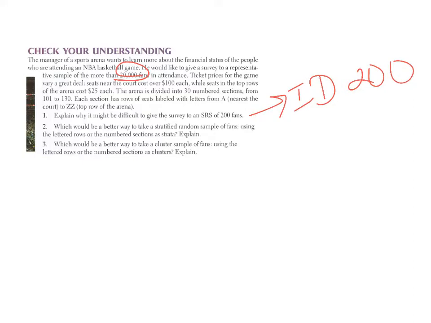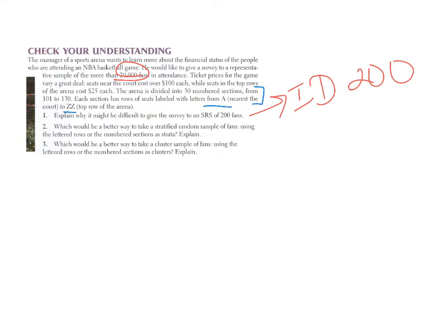The next one is asking which would be a better way to take a stratified random sample of fans, using the lettered rows or the numbered sections as strata. Let's go back and see what it says regarding the setup of the arena. It says that the arena is divided into 30 numbered sections from 101 to 130. Each section has rows of seats labeled from A, which is down by the court, to ZZ, which is the top up by the arena.